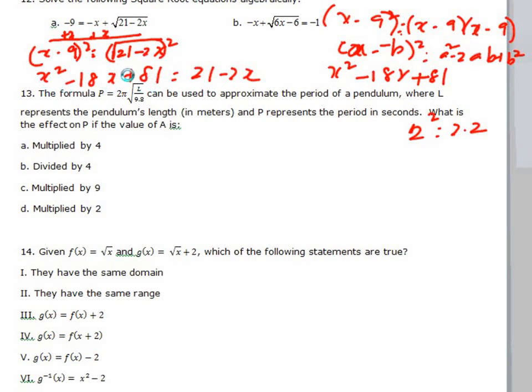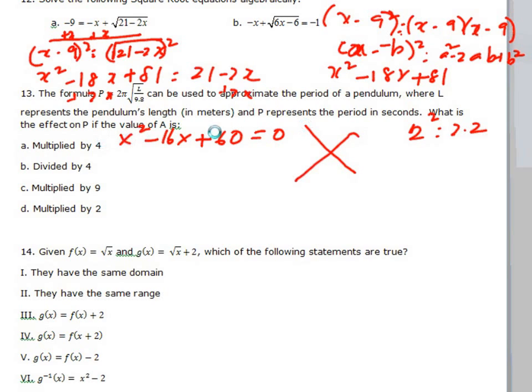Now this is heading to a quadratic equation. So we have to make sure all the terms are on one side of the equation so that we can solve it. So this is x squared. I'm adding 2x on both sides, so this becomes minus 16x. And you're subtracting 21 on both sides, so this is plus 60 equal to 0. Alright, so this is a quadratic equation.